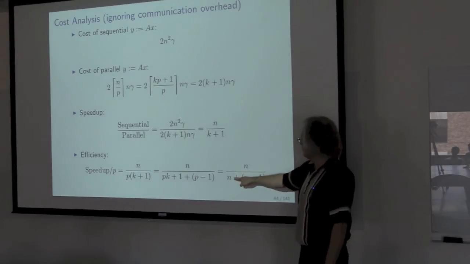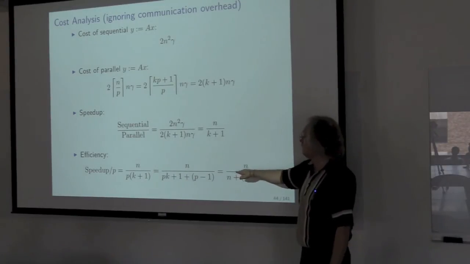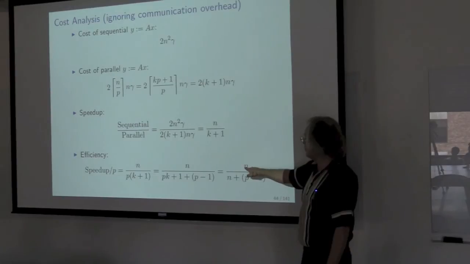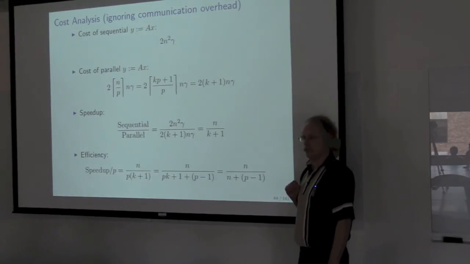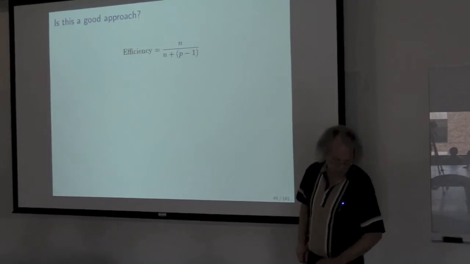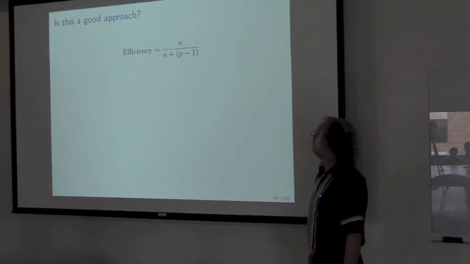Because now we have an estimate of how long it will take, what kind of efficiency we will get as a function of n and of p. n was the size of the matrix, p is the number of processors. Okay, well, let's play around with that a little bit.